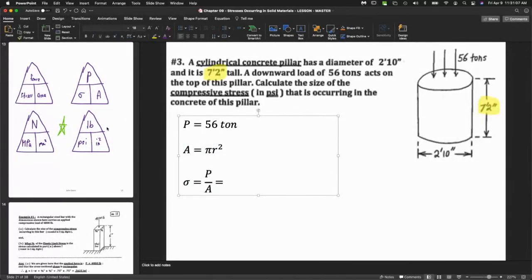So first of all, if you look here, is this question in the metric or the imperial system? Let me know in the chat. Is this question metric or imperial? Imperial is correct. And the clue was the feet and inches, also the tons. Does anybody remember how to convert tons to pounds? Because we don't want tons, we want pounds. How do you go from tons to pounds? What's the conversion? How many pounds are in a ton?